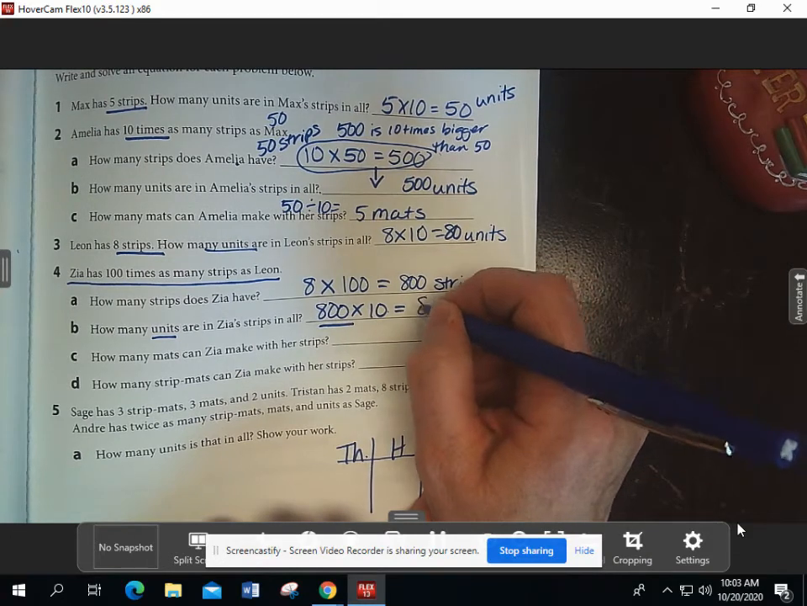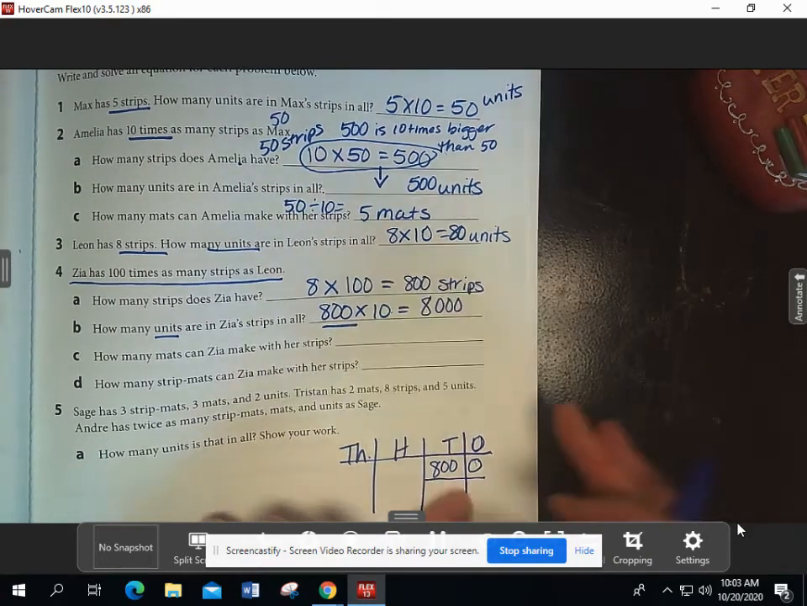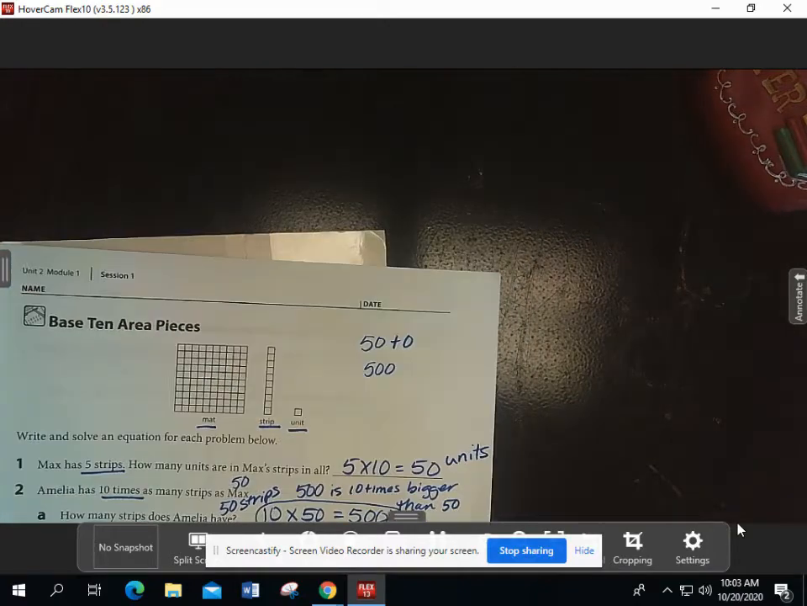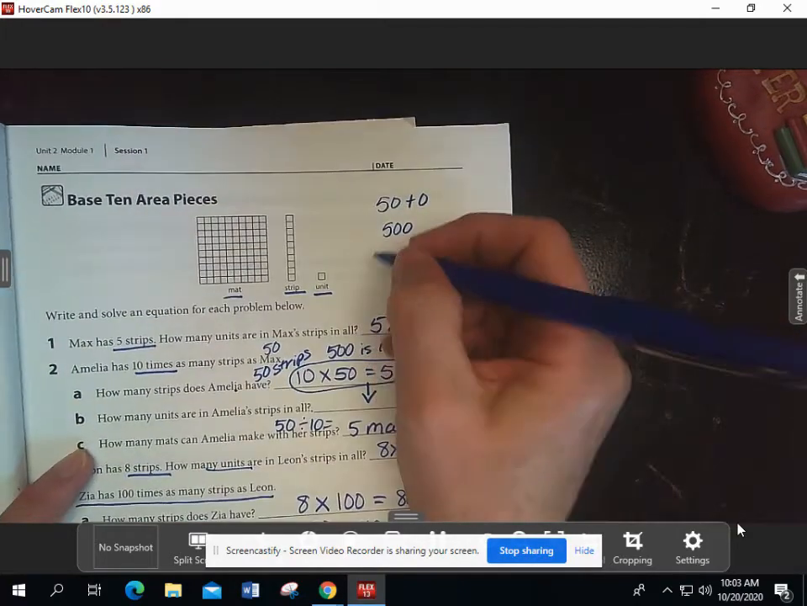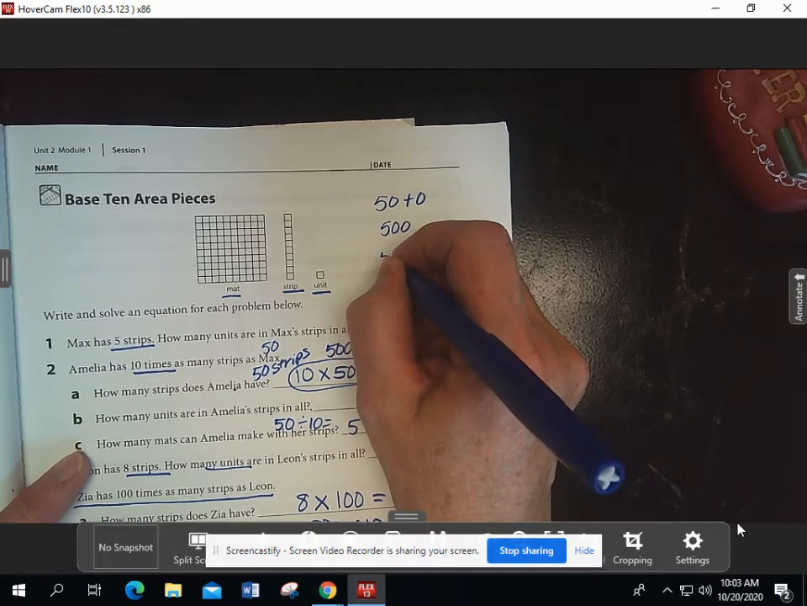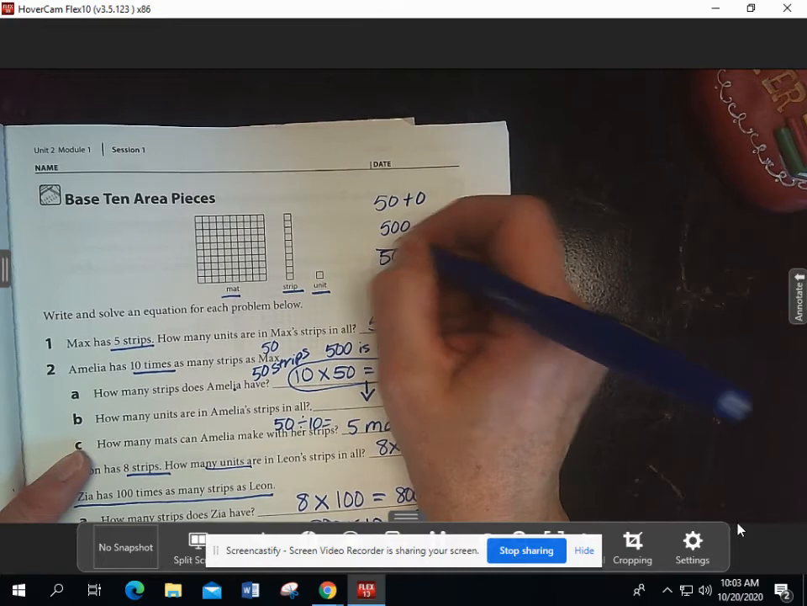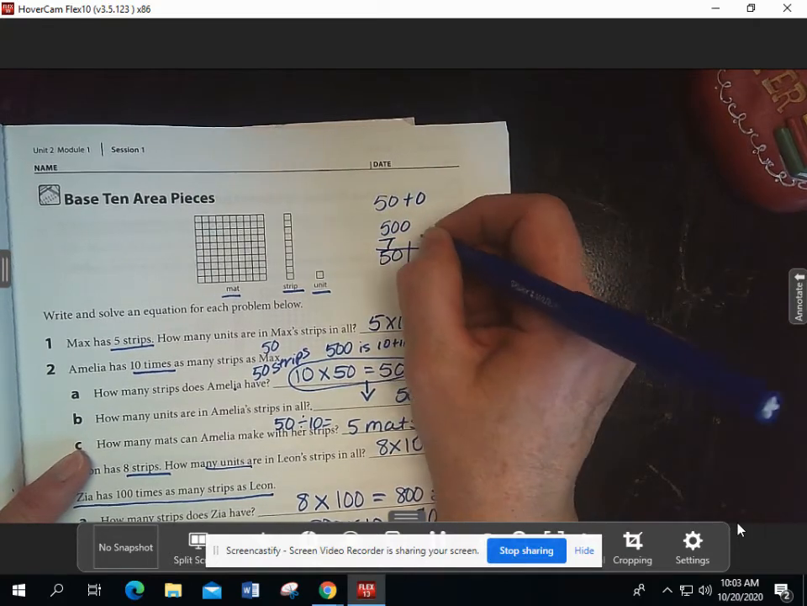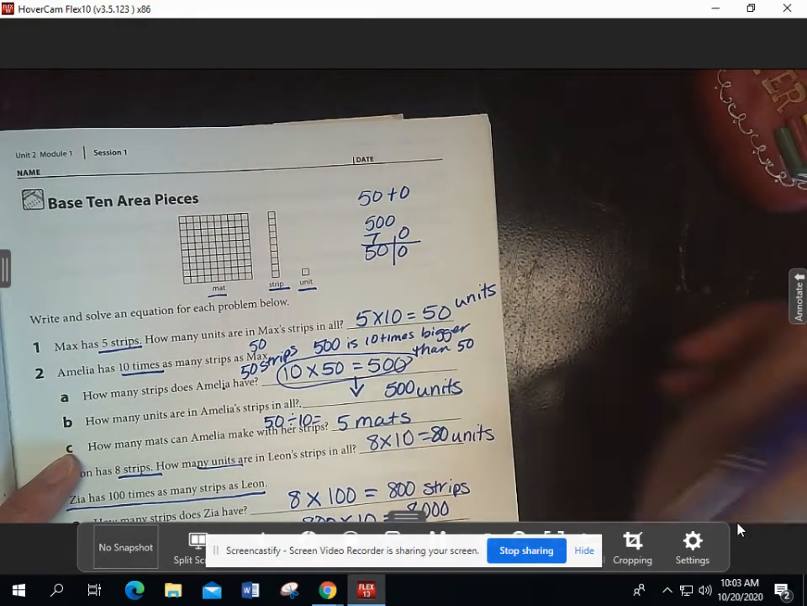Somebody just said 8,000. Luke, remember when you were doing this? You're thinking about it like this. You have 50 groups of 10. This is your tens. And you don't have any ones, correct? That's what this is.